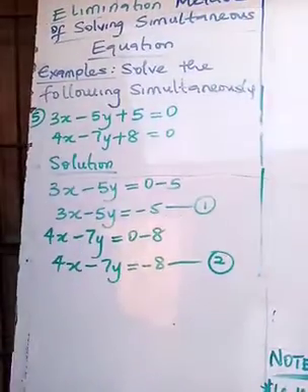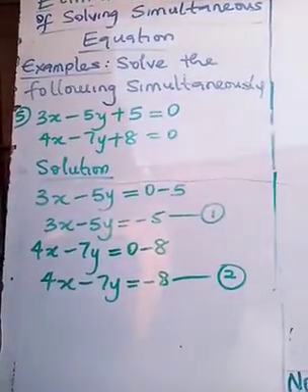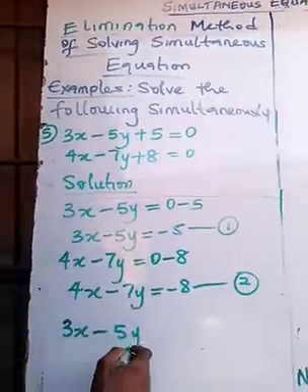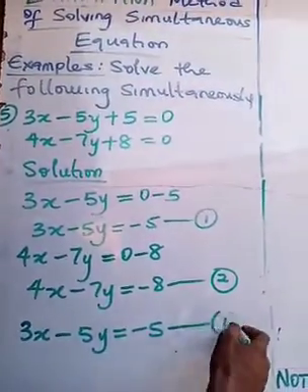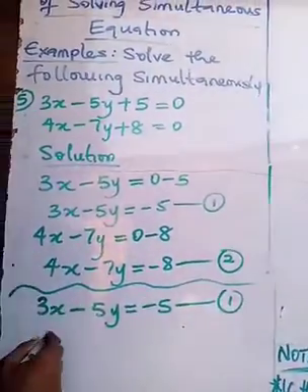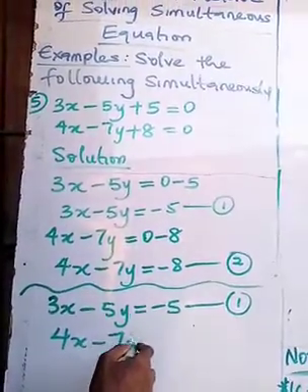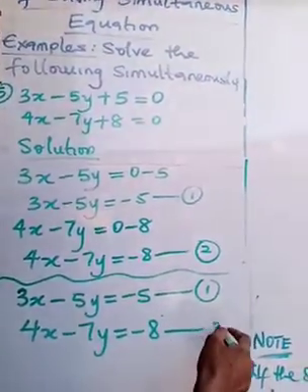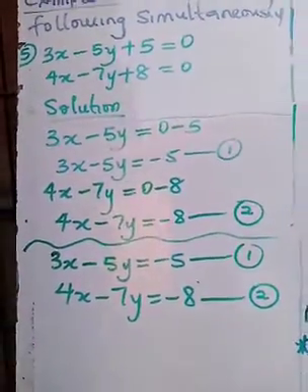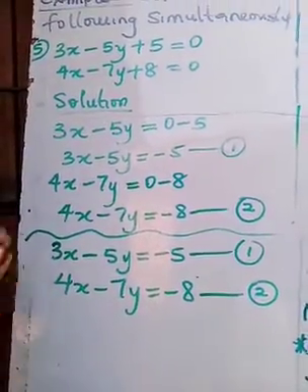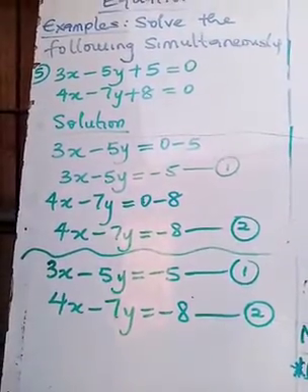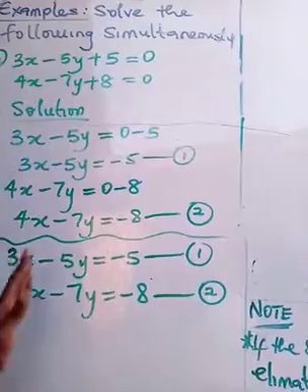So now let's arrange them to be together so it will be easier to eliminate. We have 3x minus 5y is equals to minus 5. That's equation 1. I'm just writing it again. Then this is 4x minus 7y is equals to minus 8. So now, in the former example, we eliminated the x. I told you can eliminate any one, right? So now we are going to eliminate y. Y is on this side. So I will eliminate this y.